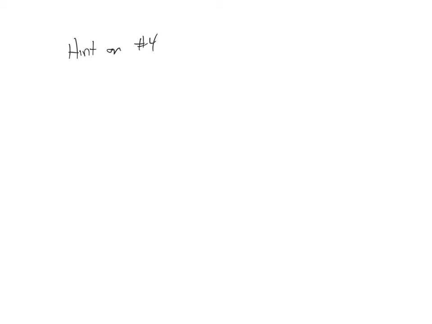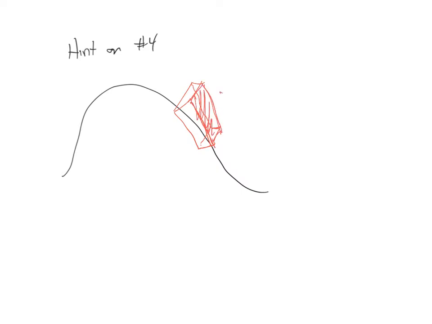All right, here's a hint on number 4. You're given a mountain. You were given a slab of mud. So here's my slab of mud. Okay, going down. Whoops, that's not a very good slab of mud. But anyway, you got this mud and it's sliding down the hill.